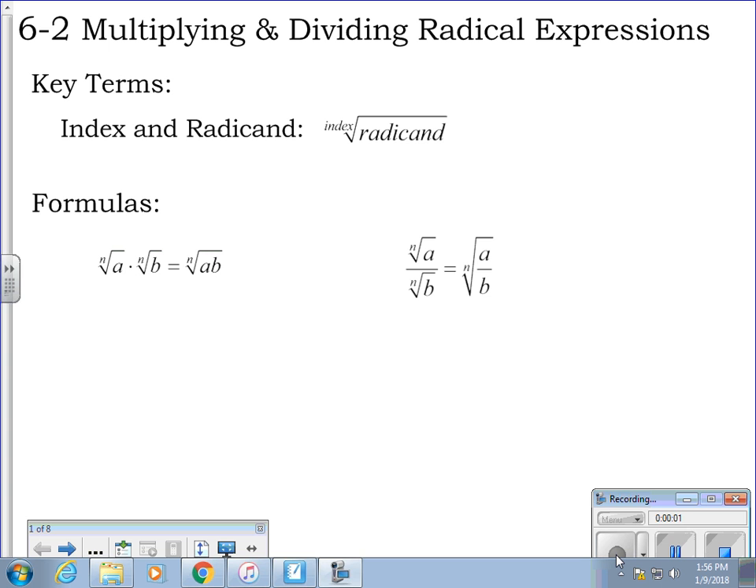You don't have anything to write down, this is printed up because it's much easier to go ahead and print it up. These are the rules we're going to be using today and the terms we have. The index is the power of our root. What root are we taking it to? Cube root, fourth root, fifth root.